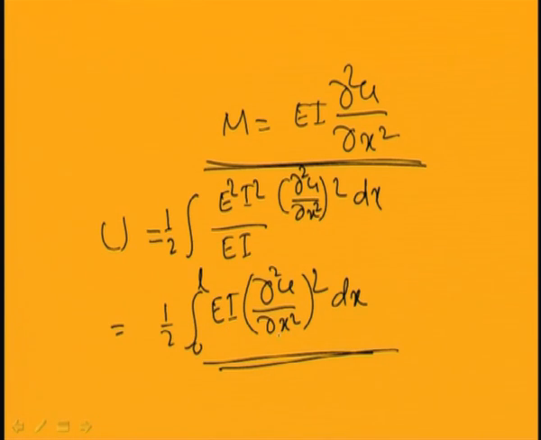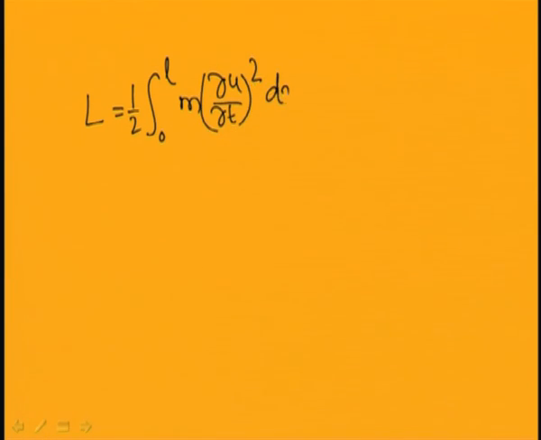So, now the Lagrangian of the system becomes L equal to integral 0 to L. There is half m, where m is mass per unit length, into u dot, equal to del u by del t, square, into dx. This is T, the kinetic energy of the system, minus the potential energy of the system, which can be written as integral 0 to L.